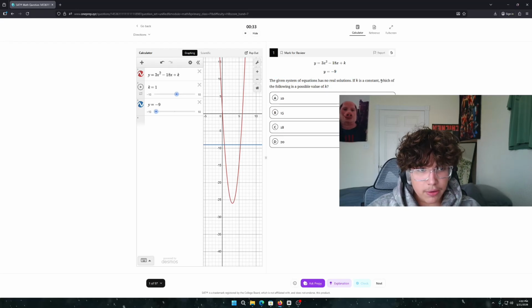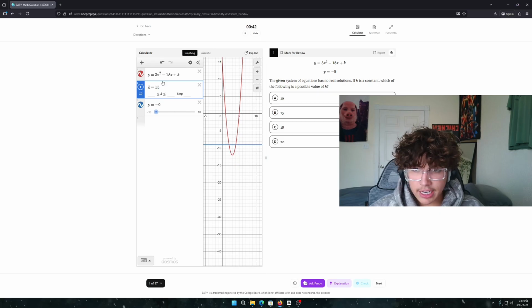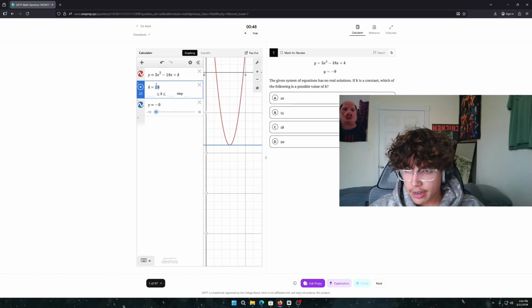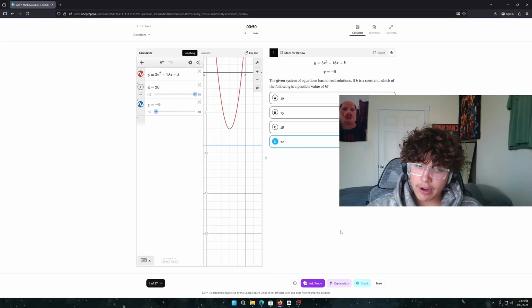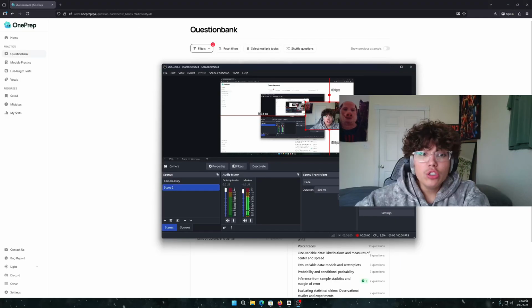If K is a constant, which of the following could be a possibility for K? So let's say if K is equal to 10, they touch twice, so that can't be 10. If it's 15, it touches twice again. If it's 18, I'm guessing it only touches 1 time. And then if it's 20, it doesn't touch at all. So it'd have to be 20. And that's advanced math, by the way. On to the next one.